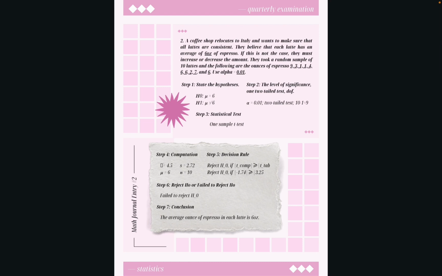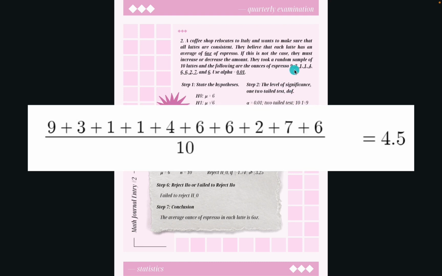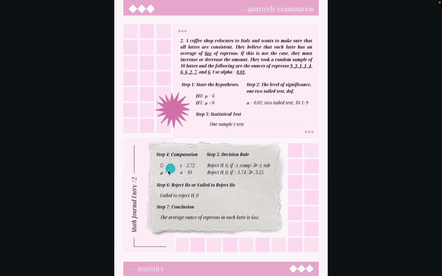Step 4, computation. Again, it is an x-bar, and to get the x-bar, there is also a formula. So you get all the values here and add them to each other in the numerator, and under that will be the 10, or the sample size. So that equates to 4.5, and the mean is 6.